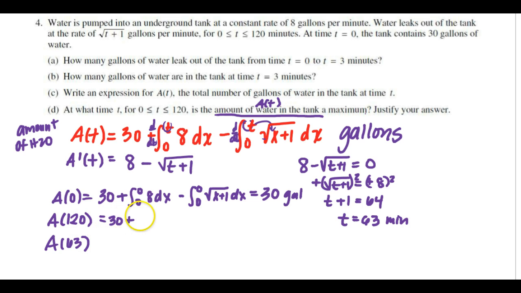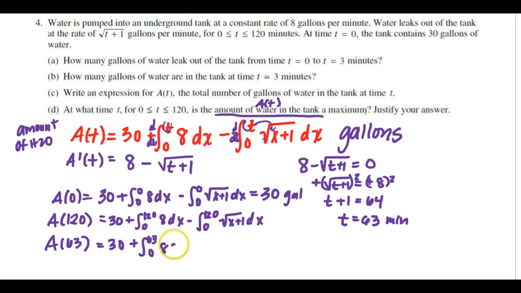And then we need to substitute in A of 120 and A of 63. So we have 30 and then the integral from 0 to 120 of 8 dx, and then minus the integral from 0 to 120 of radical x plus 1 dx. And then we're going to have to do 30 plus the integral from 0 to 63 of 8 dx minus the integral from 0 to 63 of radical x plus 1 dx. Alright, so let's see how this turns out. I'm going to have to make some space, so I'm going to erase this.